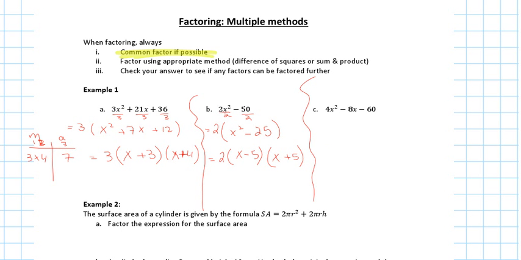Would that be my greatest common factor? Or do I have a greatest common factor? Yeah. 4. So I can divide each term by 4. And then I'll have, what do I have left? 1x squared. Yeah. 1x. Minus 8 divided by 4 is 2x. Yeah. And then what's negative 60 divided by 4? 15. So negative 15.